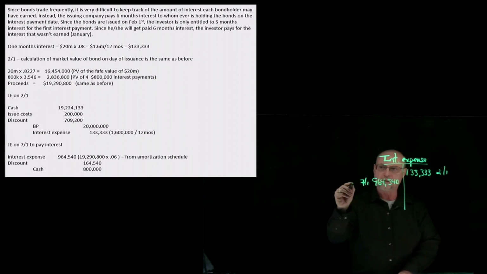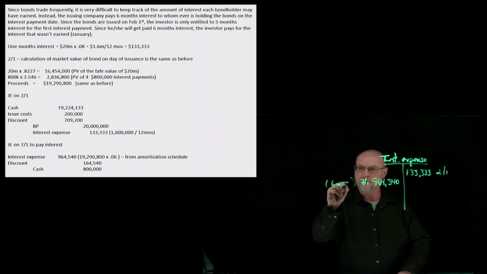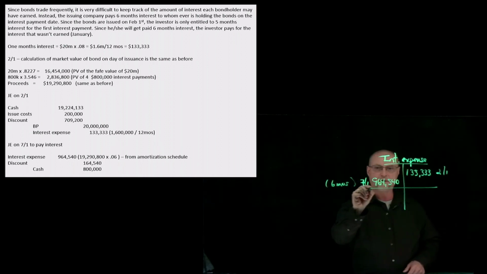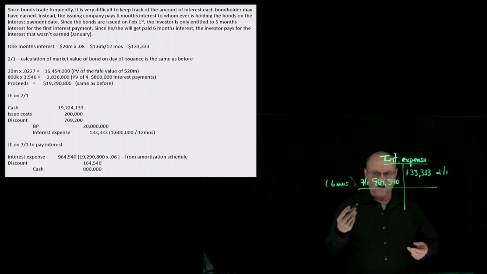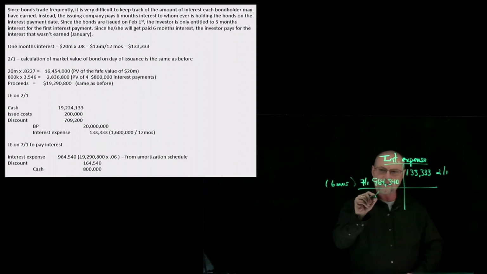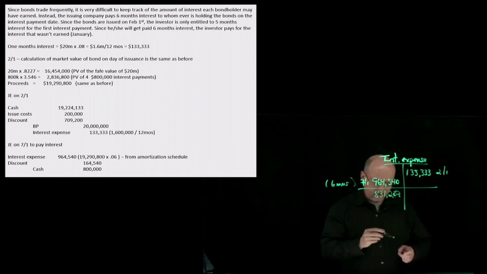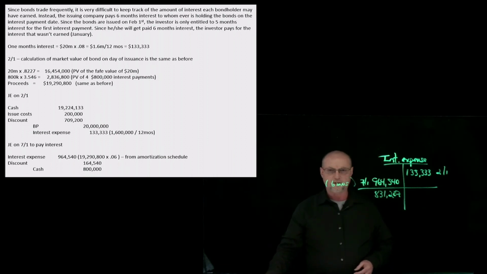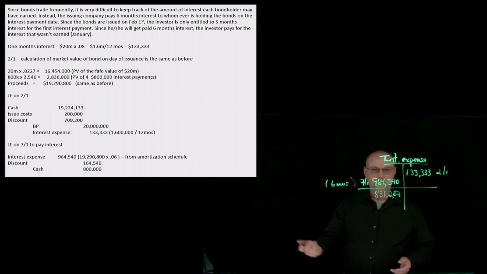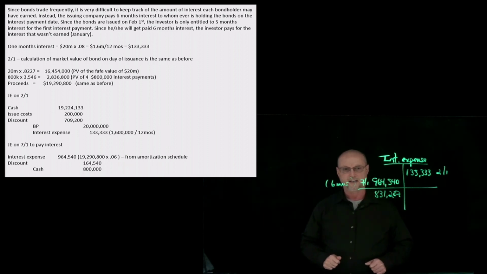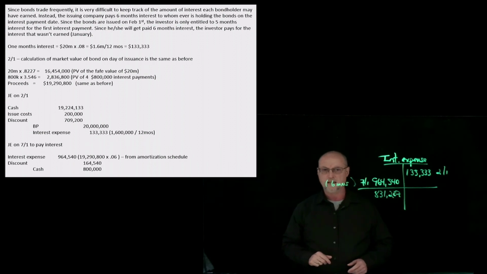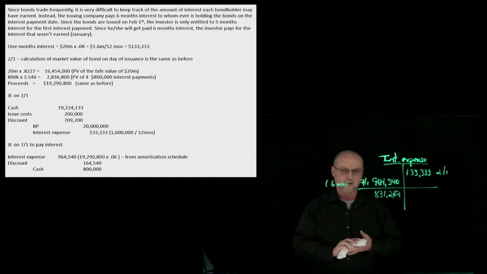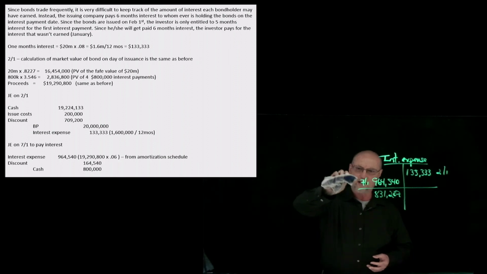Now on July 1st, our first payment, the interest expense is $964,540. And this entry is for 6 months interest, but with that 1 month credit there, the interest for the 5-month period is going to be $831,207. That's 5 months interest right there, because the bonds were issued on Feb 1st, and it's now July 1st. All the remaining journal entries are the same. It's just that first 5-month period is a little bit different because there's 5 months interest.